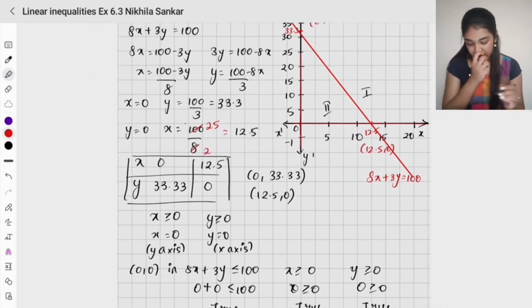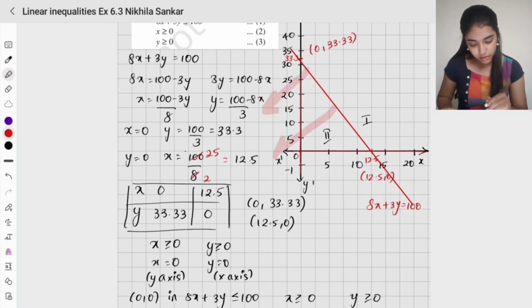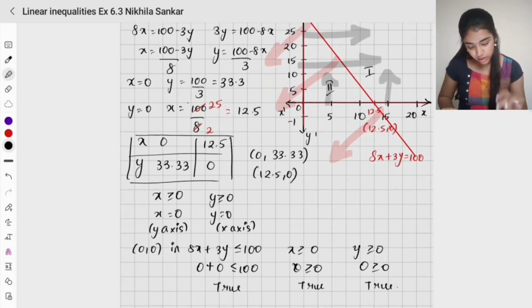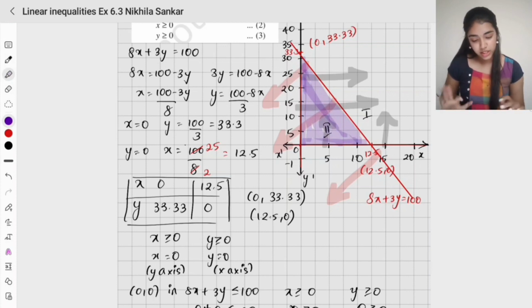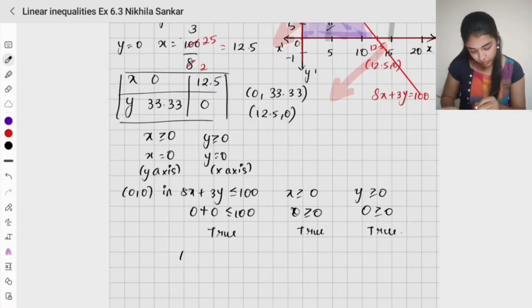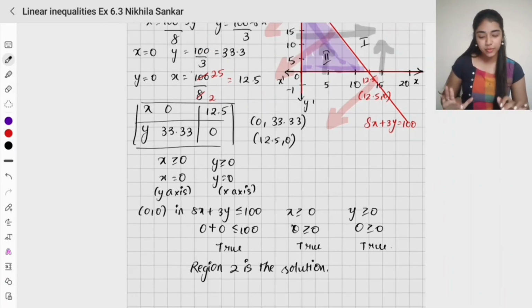So how does my solution look? For 8x plus 3y less than or equal to 100, 0, 0 is included, so it is going to be my bottom half plane. For x greater than or equal to 0, it is going to be this region, and for y greater than or equal to 0, it is going to be the upper half plane. So the common region is going to be this particular triangle. This is the final shaded region, and this is the solution. Shade with pencil in your examination. So this is my final solution. Please copy.